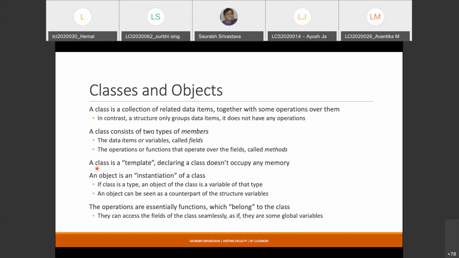Similarly, whenever you create an instance of a class, memory gets allocated, and these instances of the class are known as objects. So basically, an object is the counterpart of a structure variable. Whatever we used to call a structure variable before is now basically an object in the object oriented world. So if a class is a type, an object of the class is a variable of that type. This is the overall idea.